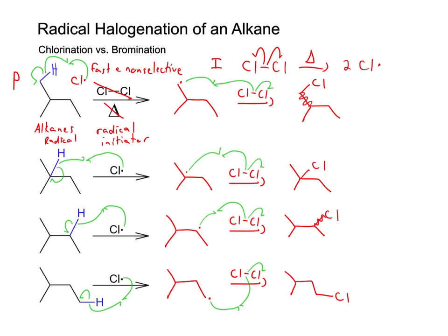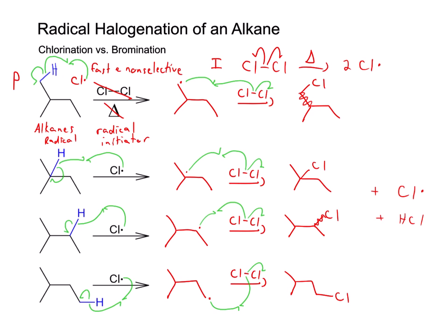And of course, we do get some byproducts from these. So we also end up generating our chlorine radical. And in that first step, we do end up getting some HCl. And again, that's just a byproduct. So that's how we do radical chlorination.